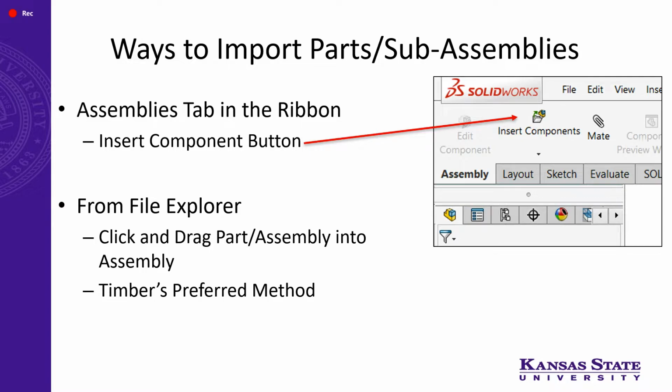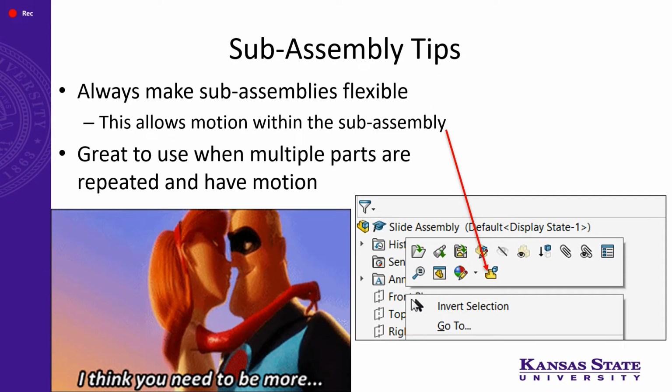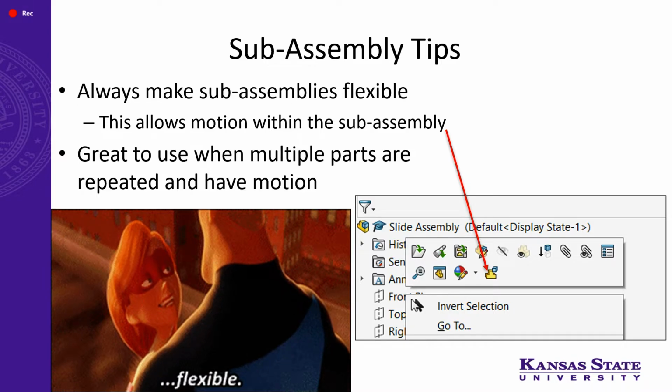Ways to import parts and subassemblies. So this is review, but you can insert the components from the Insert Components tab, or from File Explorer, or just by dragging from a folder onto the window of your assembly. Those are the easy ways to put it in.